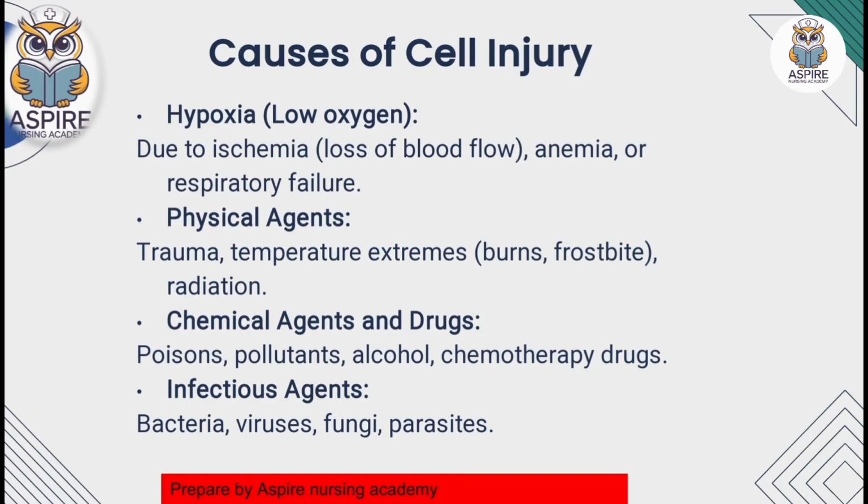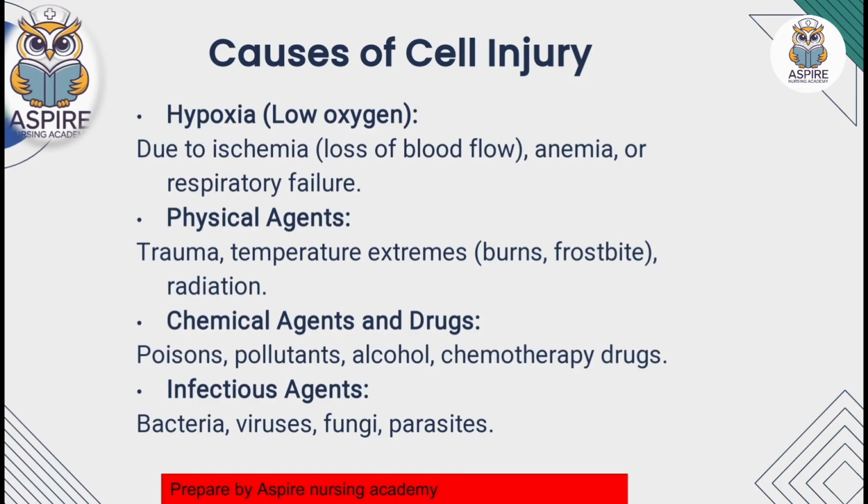Why does it happen? Either because blood supply is blocked (ischemia), or there's not enough hemoglobin, or the lungs can't exchange gases properly (respiratory failure). No oxygen, no ATP, cell injury begins. 2. Physical agents. These are simple physical forces like high or low temperatures, burns, frostbite, mechanical trauma, pressure, radiation exposure. They damage membranes, organelles, and even DNA.